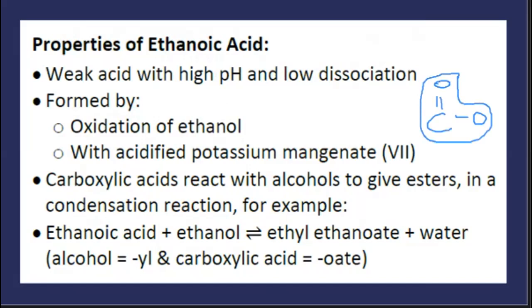Carboxylic acids react with alcohols to give the ester in a condensation reaction. The word condense means water is given off most times. So ethanoic acid plus ethanol gives ethyl ethanoate. Now remember, we take the prefix of the alcohol and we add YL to it, so it gives us ethyl. And then we take the prefix of the ethanoic acid, remove OIC, and we add OATE. So we end up with ethanoate. So we end up with ethyl ethanoate, which is the ester, plus water.